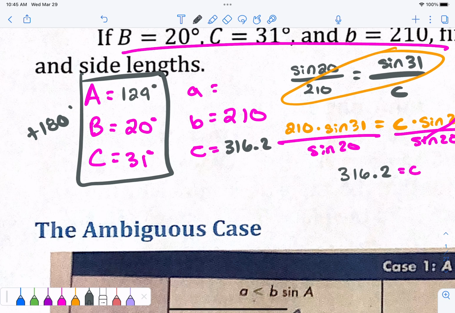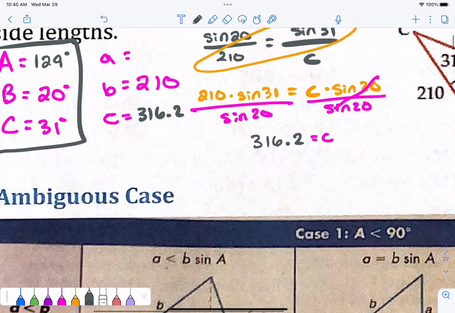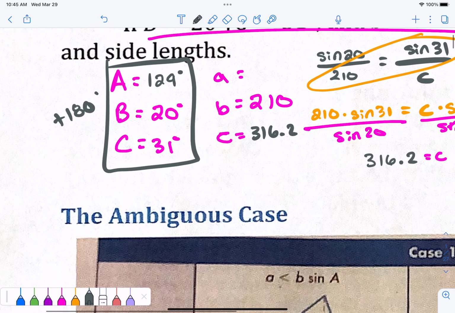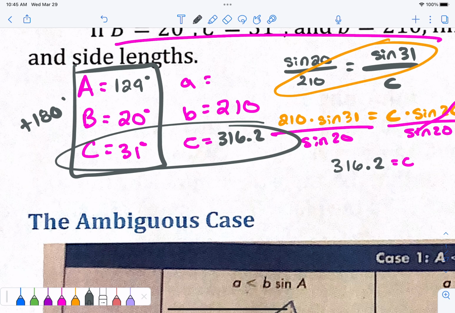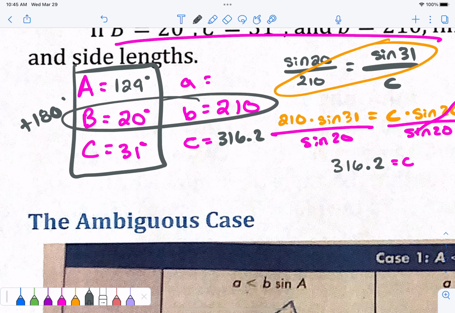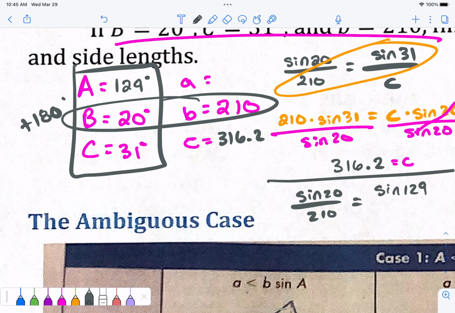Okay, now we can do the law of sines again. All right, and you can use the 316.2 if you want to. You can use that grouping, but I'm going to use this one because the 316.2 is rounded, right? We want to try to avoid the ones that we rounded. Okay, so sine of 20 over 210 again equals, we've got sine of 129 over A.